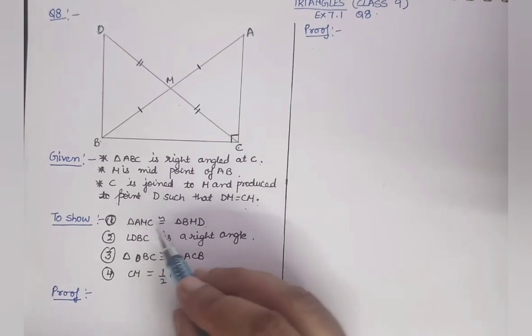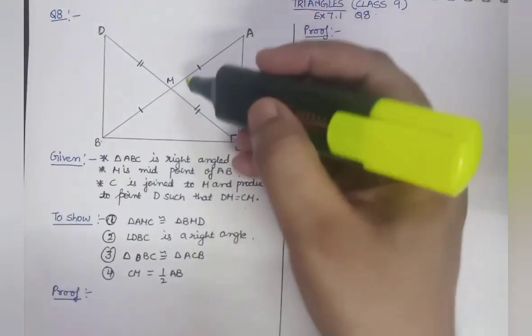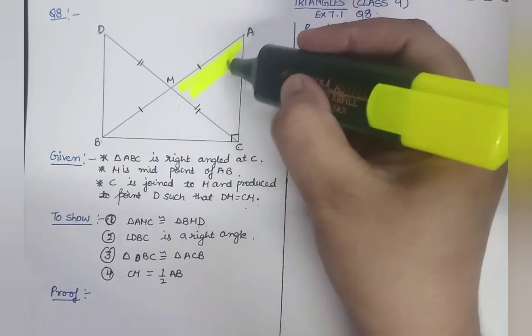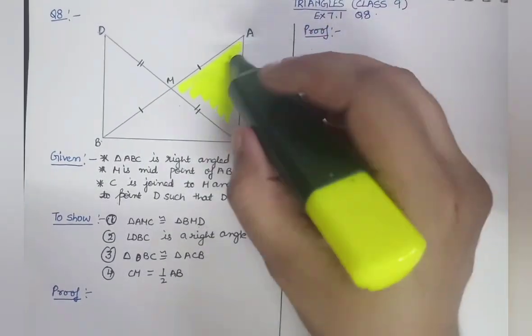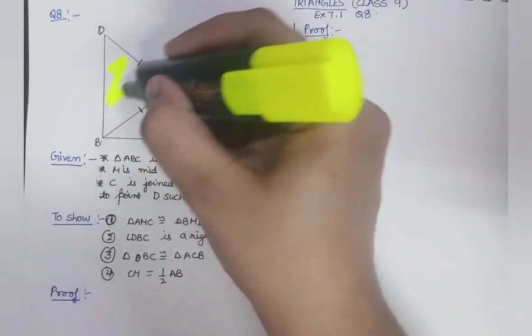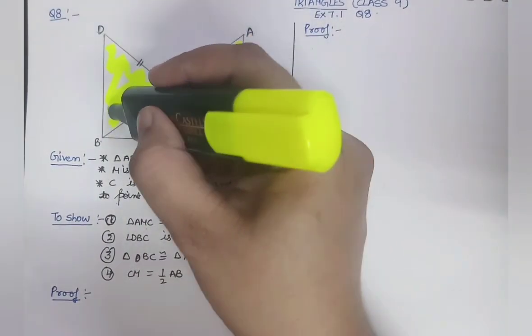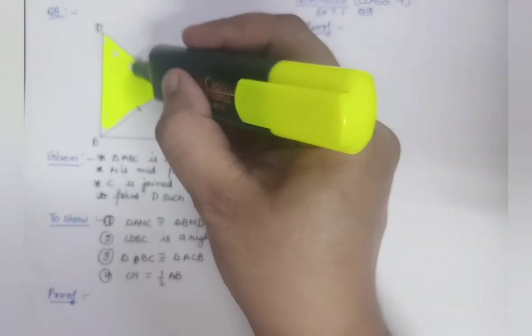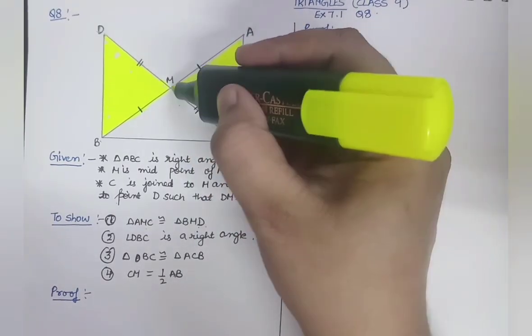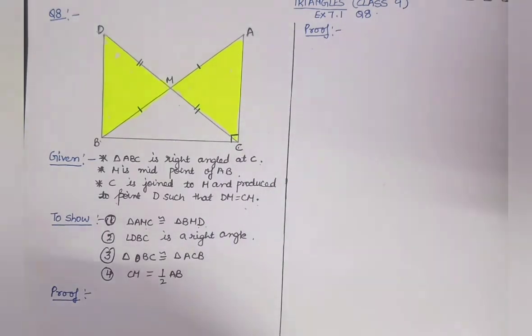That is, triangle AMC and triangle BMD are congruent. So I will look for the two triangles in my figure. This is triangle AMC that I am shading over here. Not able to shade it completely, but yes, you can get a general idea. This is triangle AMC and this is triangle BMD, which is here. So we are supposed to prove that these two triangles are congruent. So I should look for matching parts in these two triangles to prove their congruency.